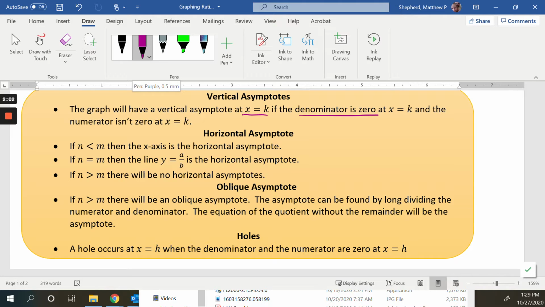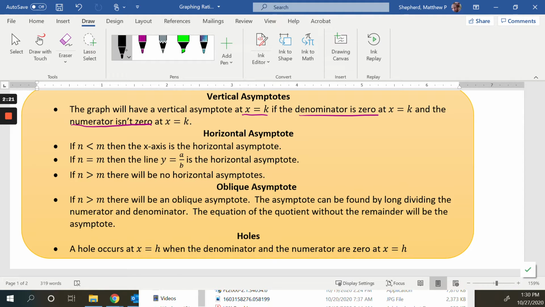So we would factor out our denominator and find out any number x equals k that makes that 0. Okay, there is one caveat to that: the numerator isn't 0. If the denominator and the numerator are 0 at the exact same place, that does not cause a vertical asymptote, but it'll create something else that we'll talk about in just a moment.